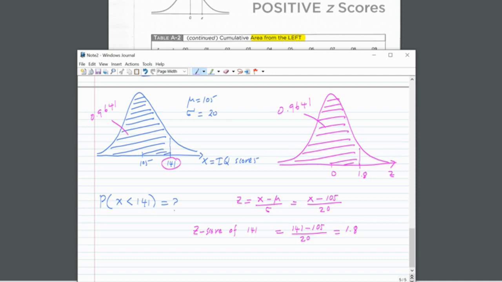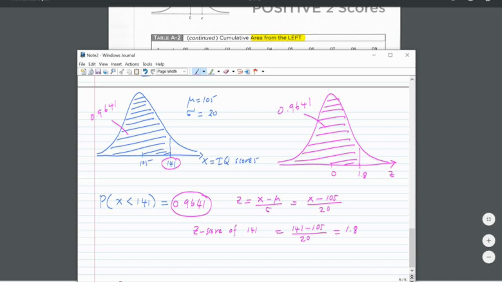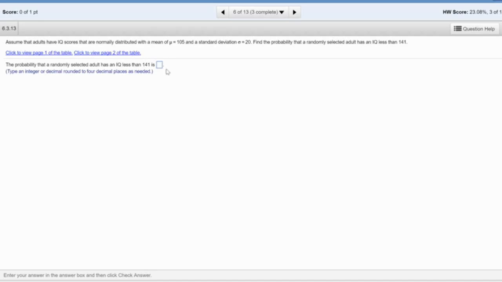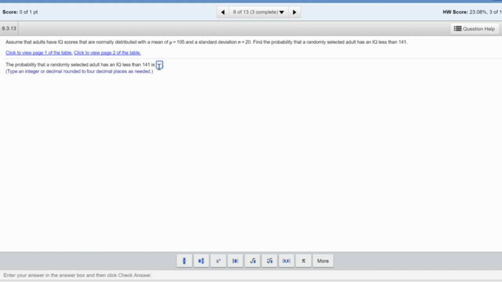So this probability equals 0.9641. So that is the answer. Let's type and see what we get. 0.9641. Okay, it works.